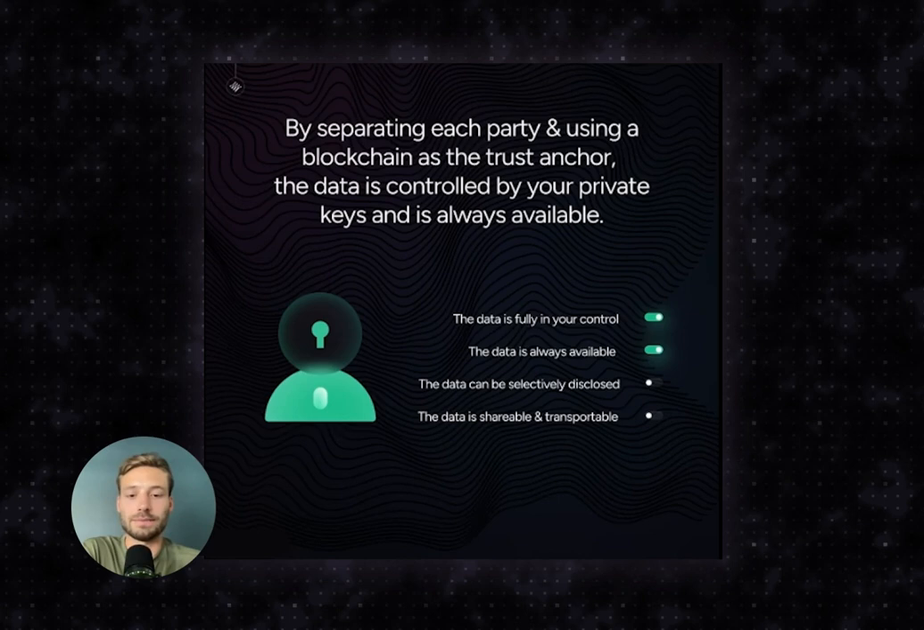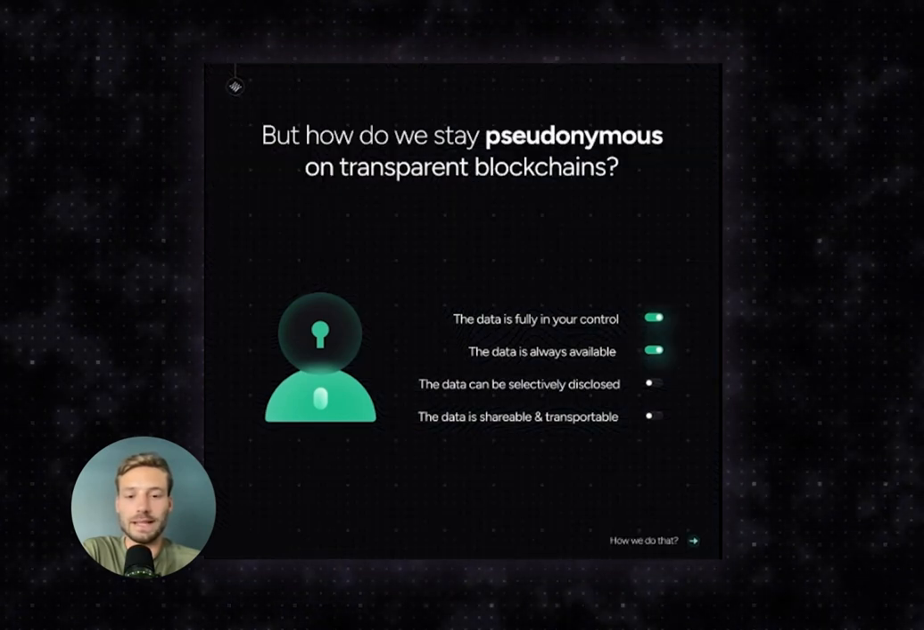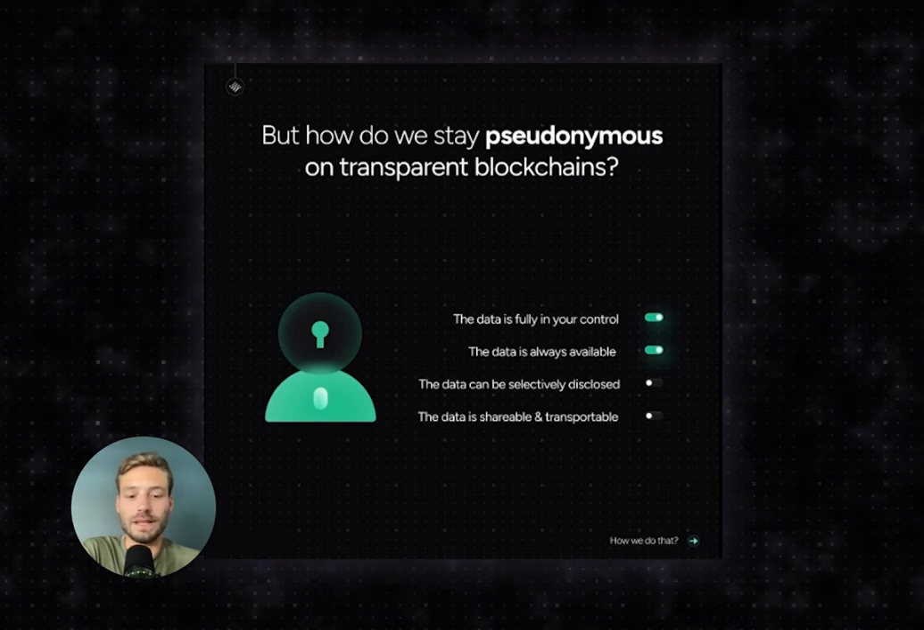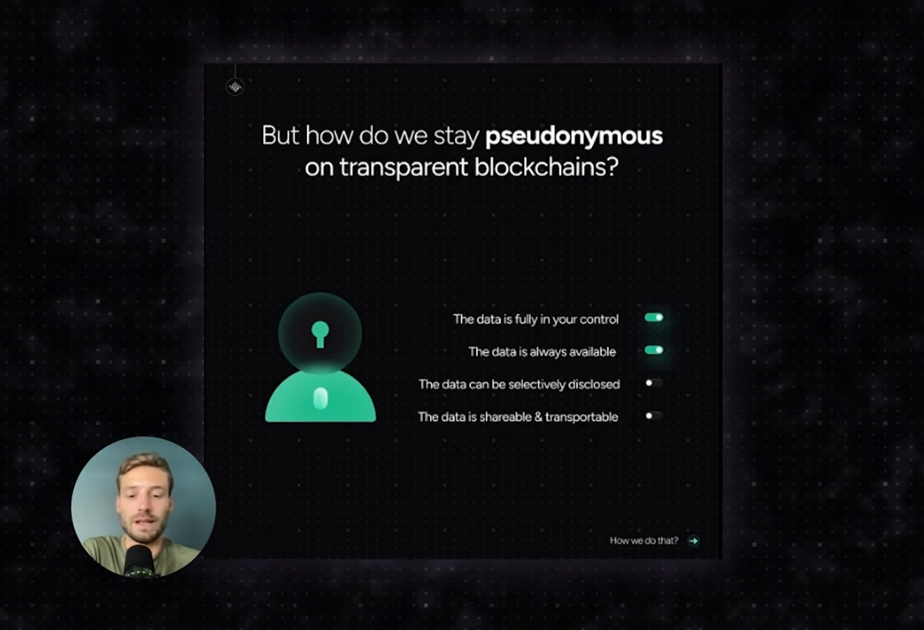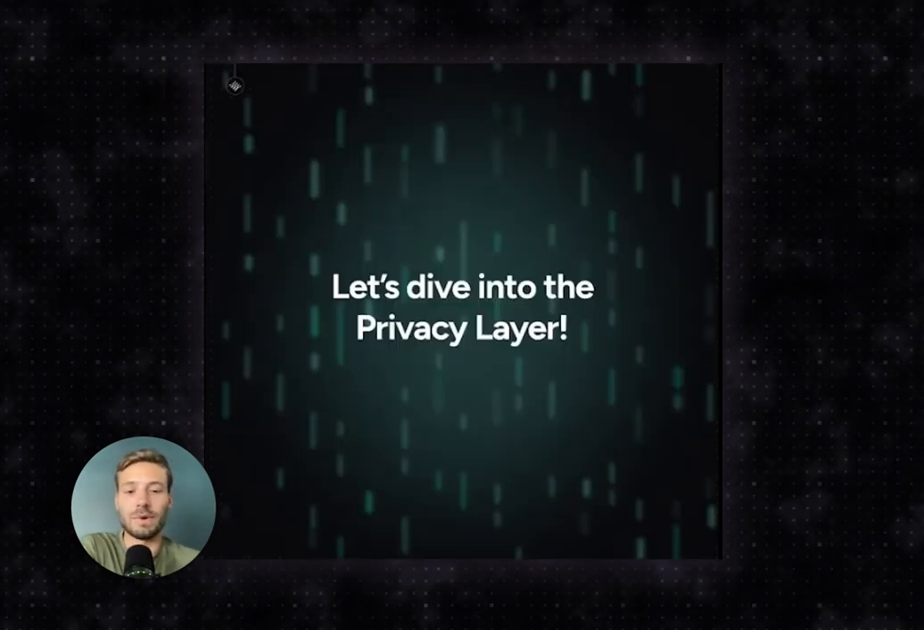The data is fully in your control right now, and the data is always available with the help of decentralized networks or blockchains. So the big question remains, how do we stay pseudonymous on these transparent public blockchains? That's the right question we should answer. How do we do that? Let's dive into the most exciting layer, the privacy layer.